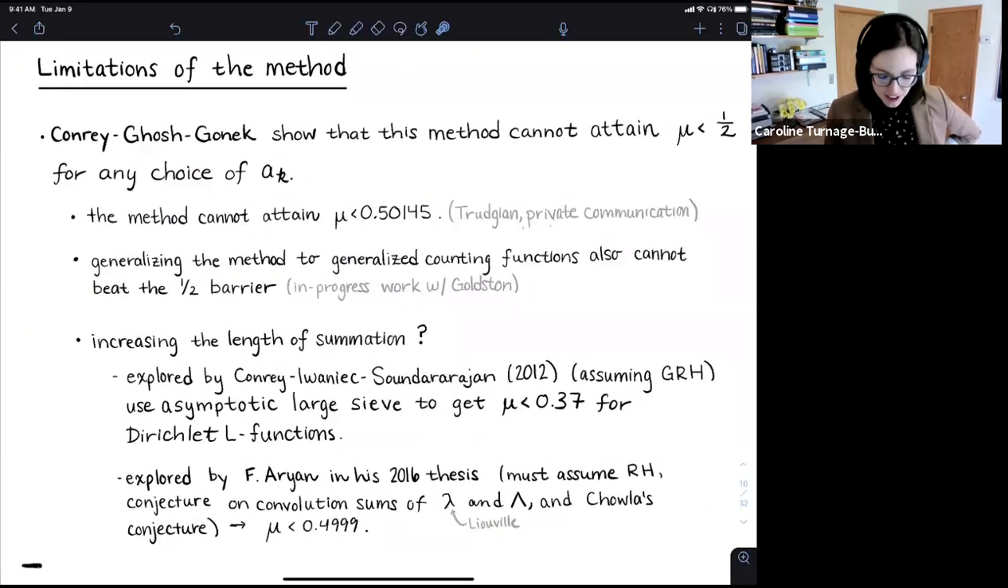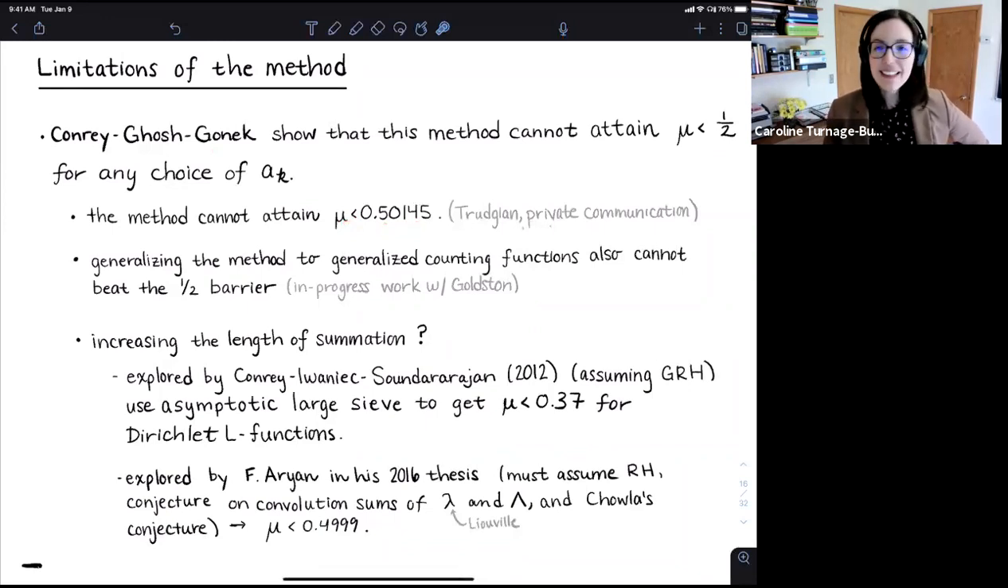So Turnage-Butterbaugh, towards the end of the paper, showed that they're not going to be able to beat a half for any choice of A of K. And Tim Trudgian has actually already worked out it's worse than that. It actually can't even get to a half at all. It can't even beat 0.5, a little bit more than a half.